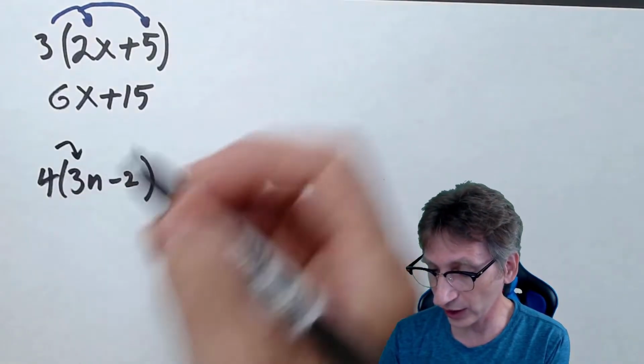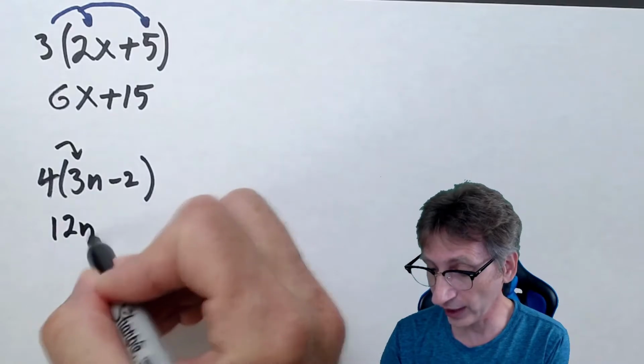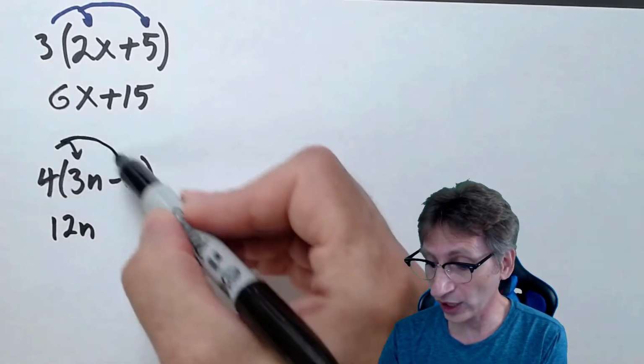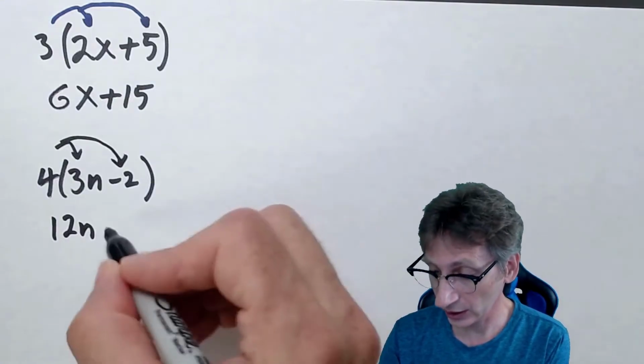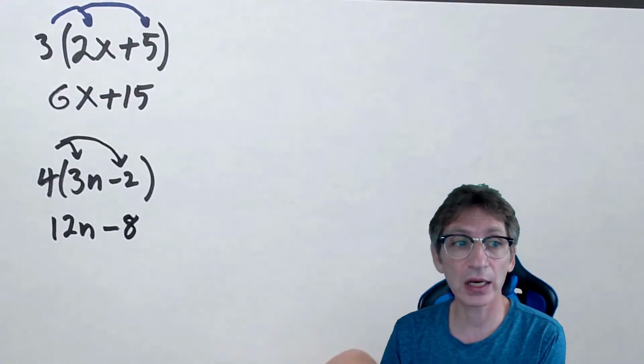4 times 3n is 12n. Now we have 4 times negative 2. 4 times negative 2 is negative 8. Voila, there it is.